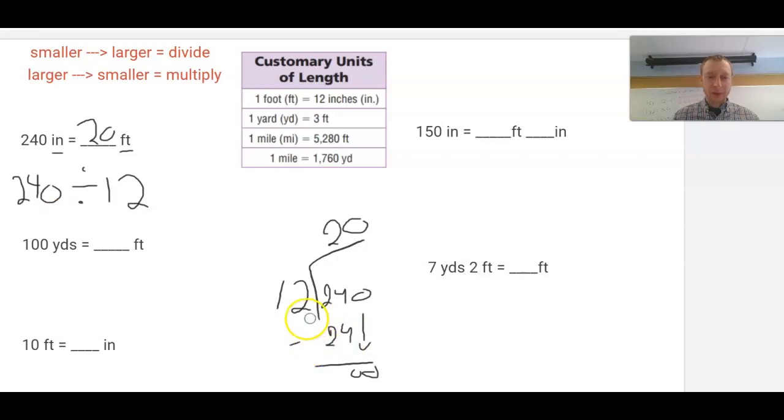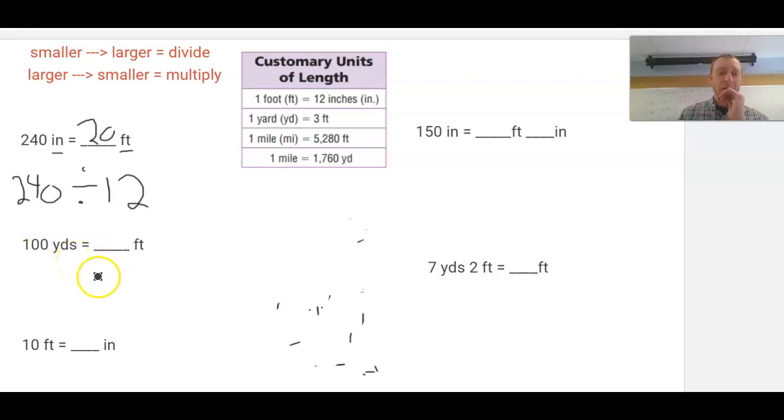All right, let's erase this and let's try another one. I know my video is getting a little long here. That's okay. All right, let's do another couple. Let's see, 100 yards equals how many feet? We're going from yards to feet. What's bigger? Yards are bigger than feet, right? Because 1 yard equals 3 feet. So in this case, we're going from big to small, large to small. We're going to multiply, right? 100 yards, and each yard equals 3 feet, right? So 3 times 100 would be 300, 300 feet.